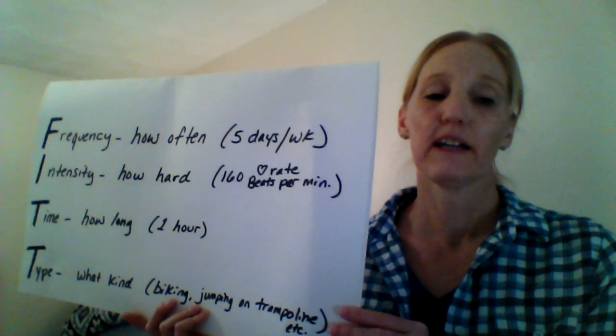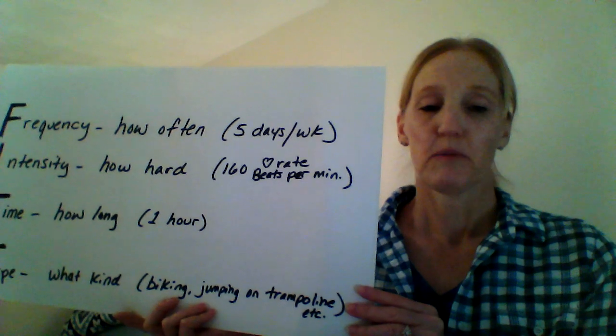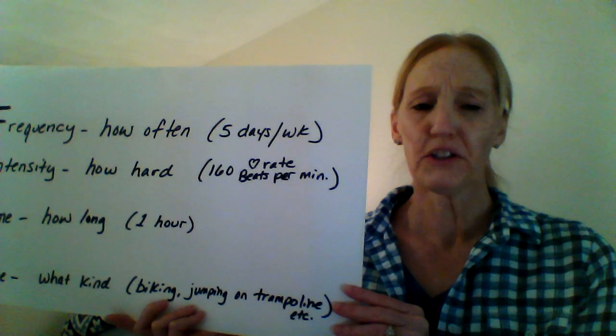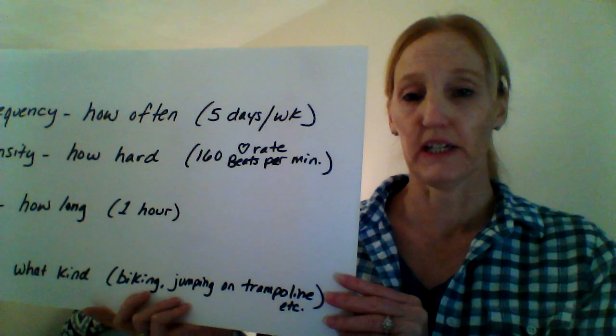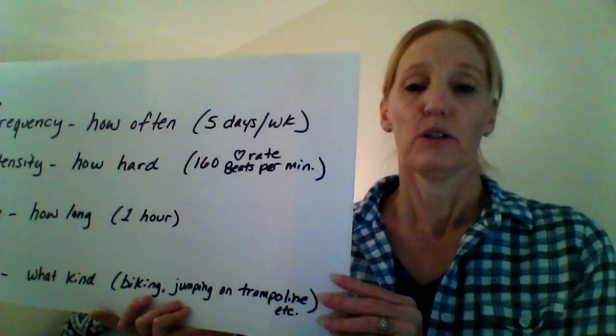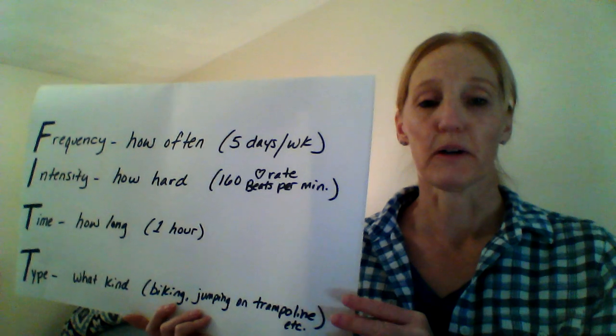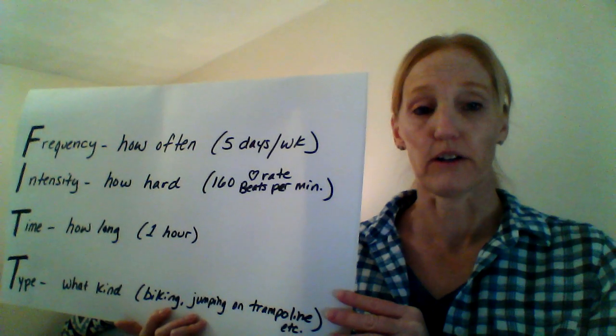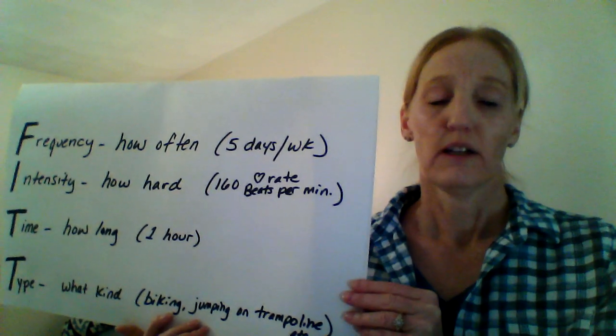And then what kind of exercise are you going to do? And I put some examples on here. You can say, well, I'm going to bike, I'm going to jump on the trampoline, I'm going to run, I'm going to play full court basketball. Anything to get you breathing heavily for a long period of time will help you with that cardio. So that's how you use FITT. But the first thing you need to do is figure out where those strengths are and where your weaknesses are.